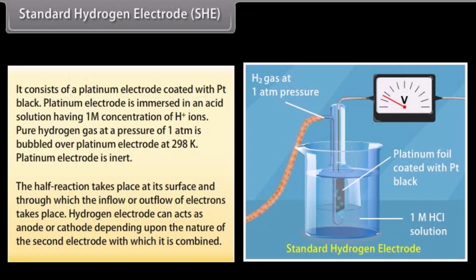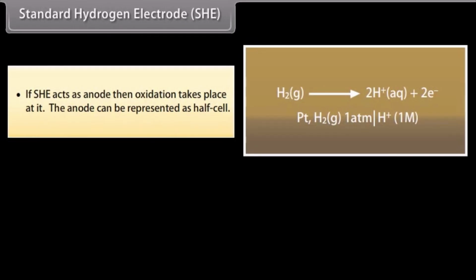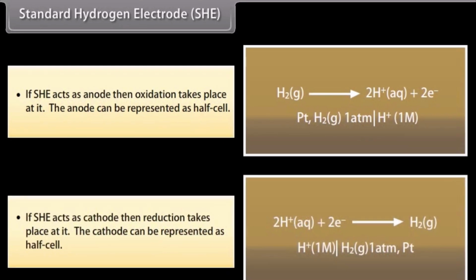electrons takes place. The hydrogen electrode can act as anode or cathode, depending upon the nature of the second electrode with which it is combined. If SHE acts as anode, then oxidation takes place at it. The anode can be represented as a half cell. If SHE acts as cathode, then reduction takes place at it. The cathode can be represented as a half cell. The electrode potential of standard hydrogen electrode is taken as 0.